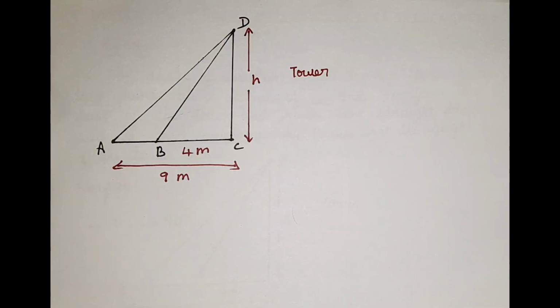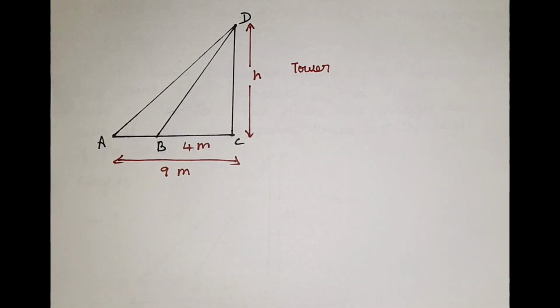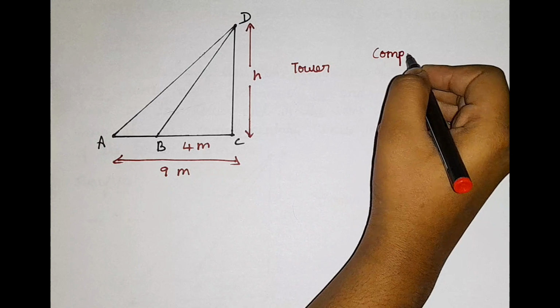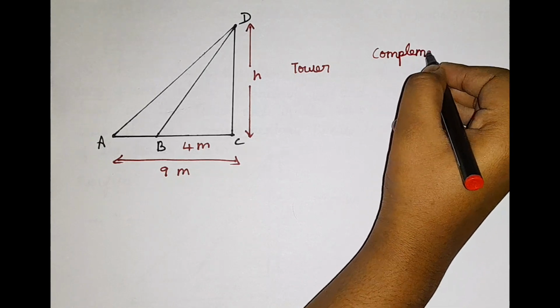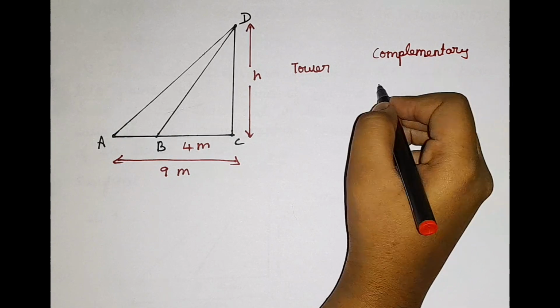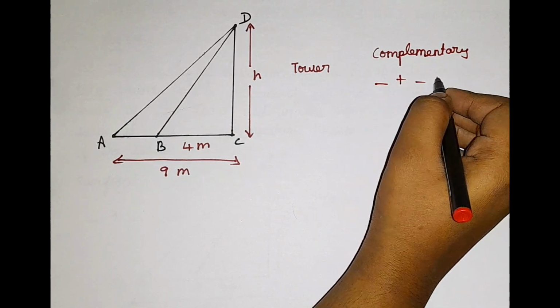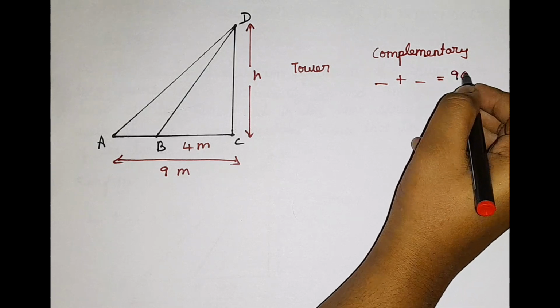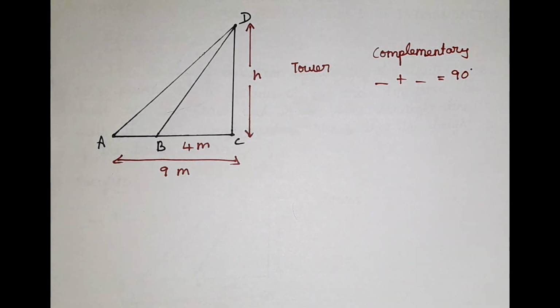Okay guys, so I just drew the figure again. So here now you are supposed to focus on a particular word, that is complementary. Okay, so this word is really important in this question. So what is the meaning of complementary? Sum of angles is equal to 90 degree. Okay, sum of angle is 90 degree. So in short, we used to say sum of angle is equal to 90 degree.